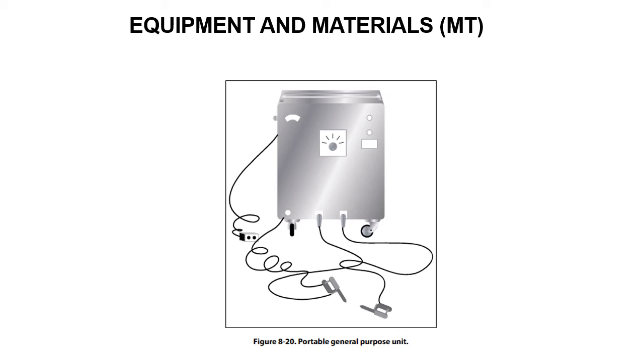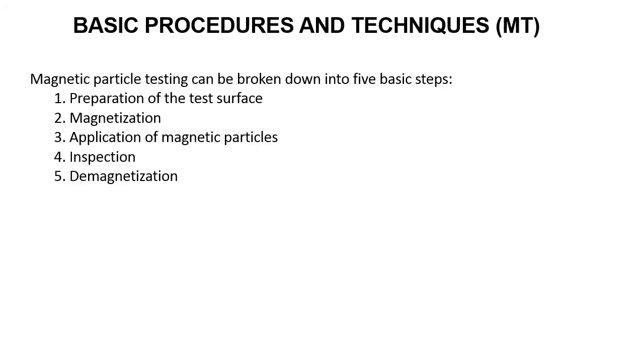Portable units supply both alternating current and direct current. This unit is only a source of magnetizing and demagnetizing current and does not provide a means for supporting the work or applying the suspension. The magnetizing current is supplied through the flexible cables. The cable terminals may be fitted with prods as shown in the illustration.